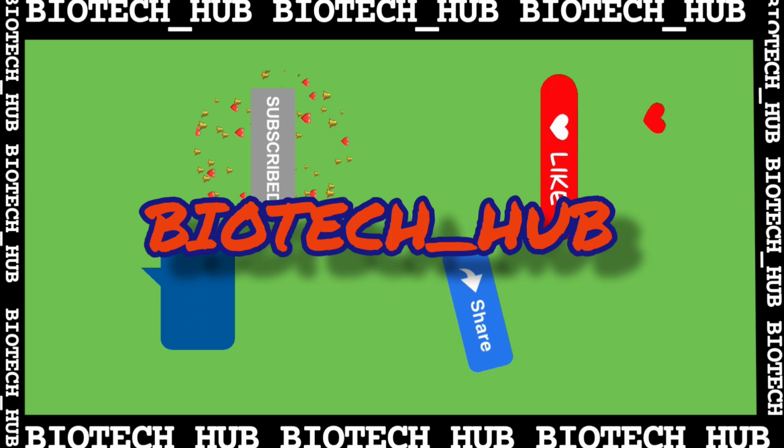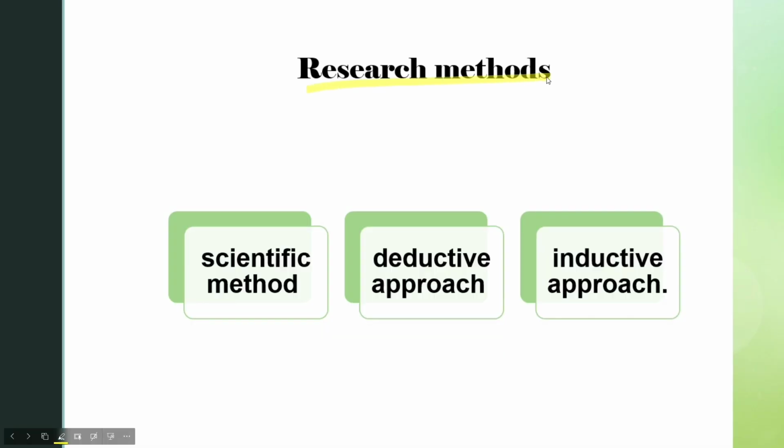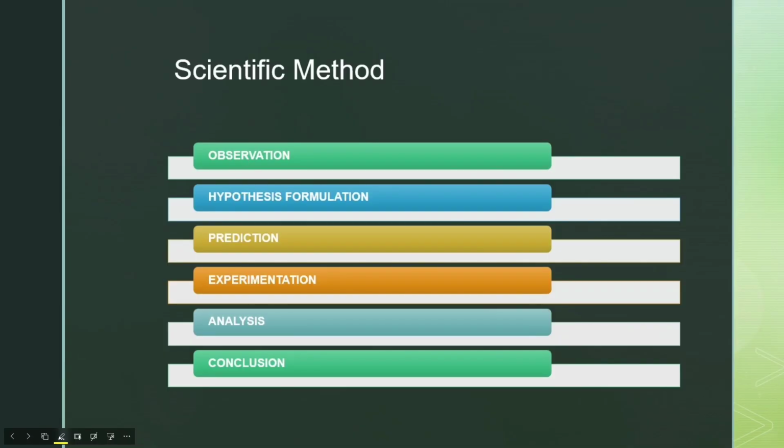So let's get started. We'll be looking into three common research methods: the scientific method, the deductive approach, and the inductive approach. Research methods are systematic processes or techniques that are used by researchers to gather, analyze, and interpret the data in order to answer their research question or to test their hypothesis. So let's dig into the very first research method, that is the scientific method.